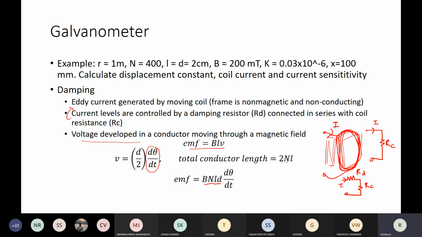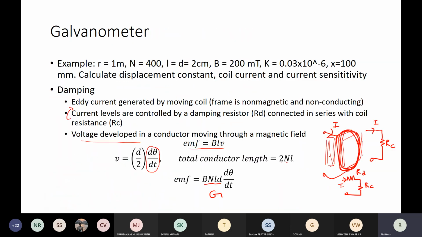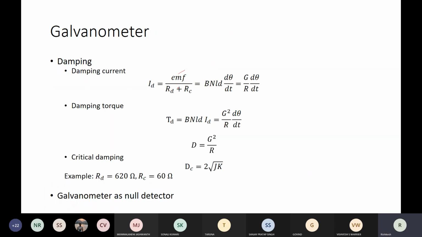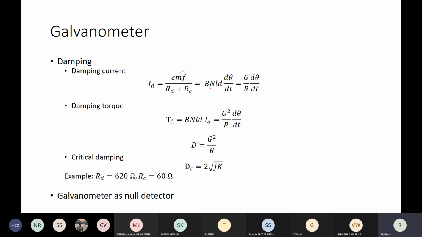This expression also appeared in the case of PMMC instrument. This is nothing but capital G, right? Displacement constant. So if you replace this BNLD with G, the damping current which will flow, which is nothing but the eddy current, is this developed voltage divided by the total resistance. How much total resistance is there? Coil resistance plus a series connected resistance RD, right? So EMF divided by RD plus RC, and if you substitute the expression of EMF which we just derived in this place and replace BNLD with G, then we get this expression, right?